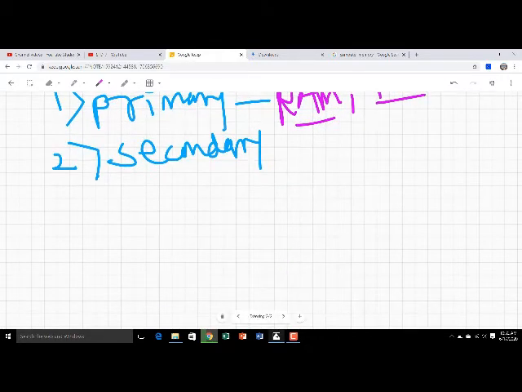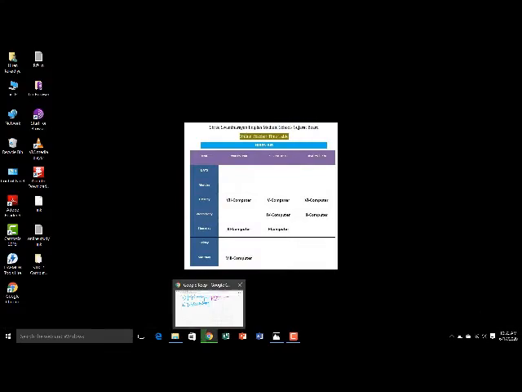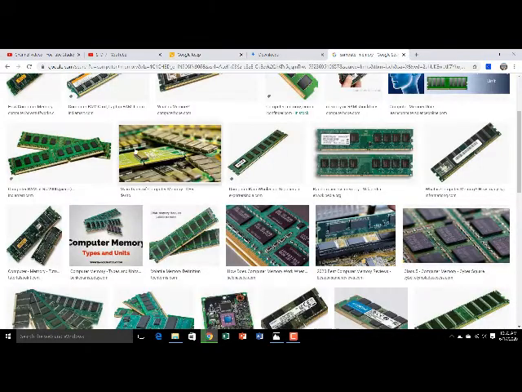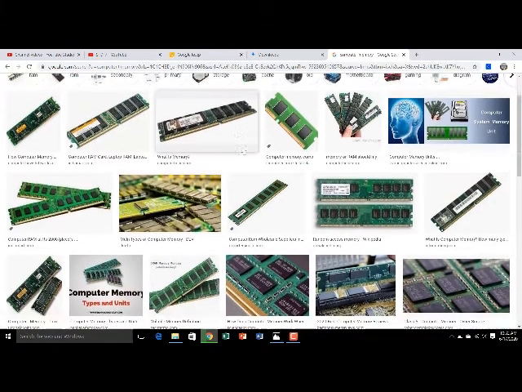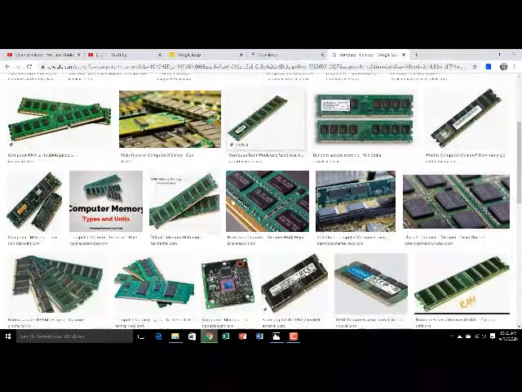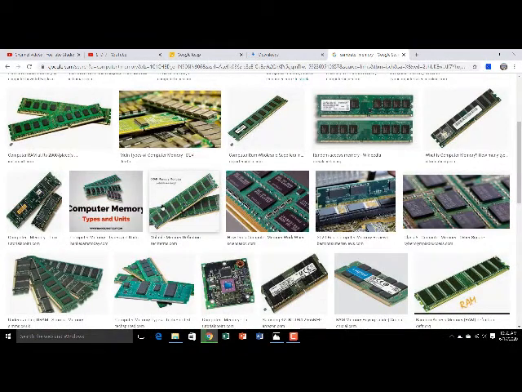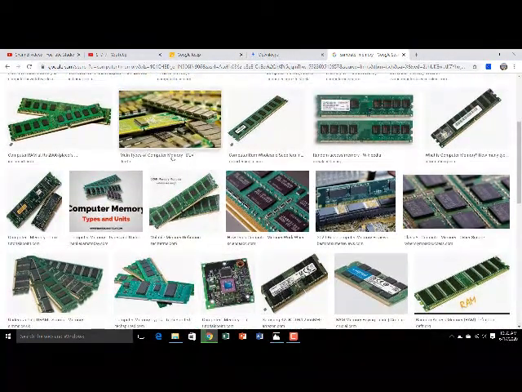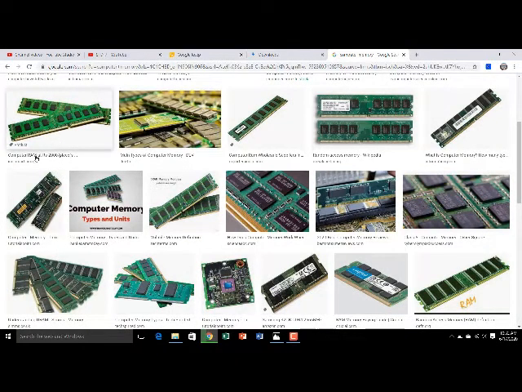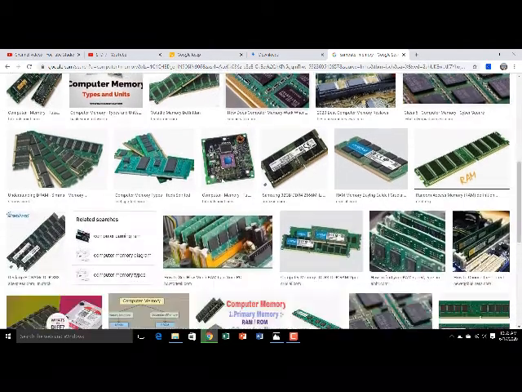We will see the image of a primary memory. See here, this is a kind of memory image. It is one piece or two pieces of memory that is stored in our computer on a motherboard, inside the CPU. This is the image of our memory. See, this is the RAM. Here it is written Computer RAM, and the price is also displayed. So this is the RAM, the memory.